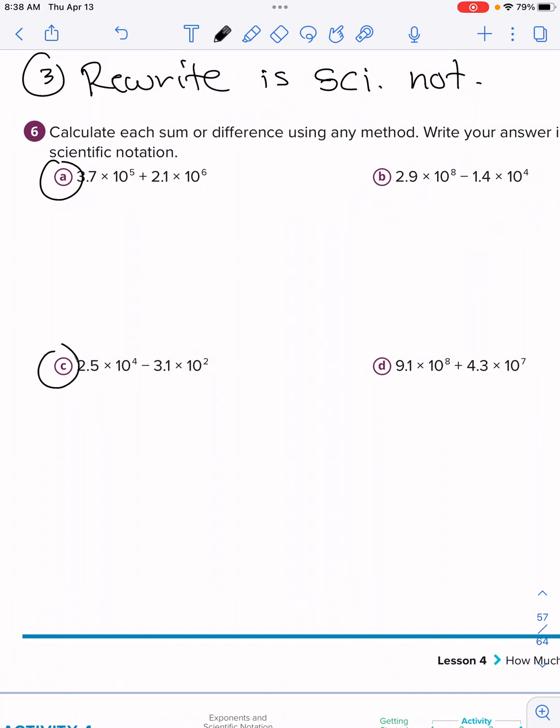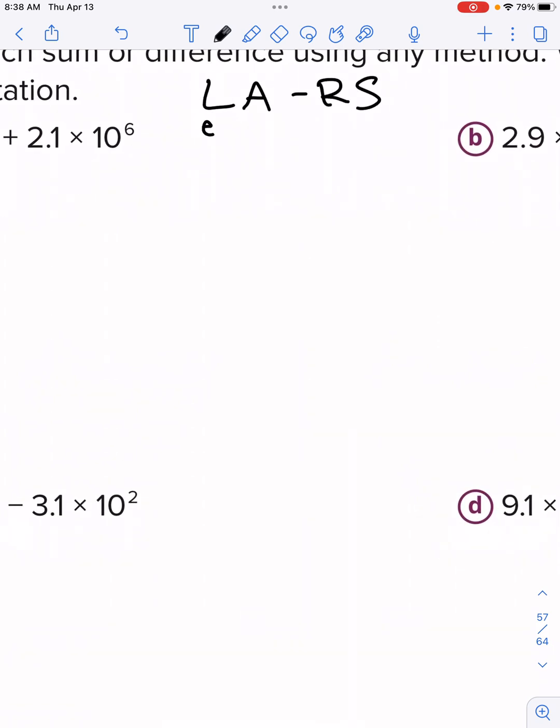Okay, so I like to think of this acronym here. I call it LARS. This means if I want to add something, I have to move the decimal to the left and if I move a decimal to the right, I have to subtract that exponent. So just keep that in mind.